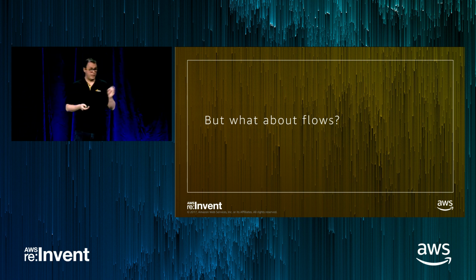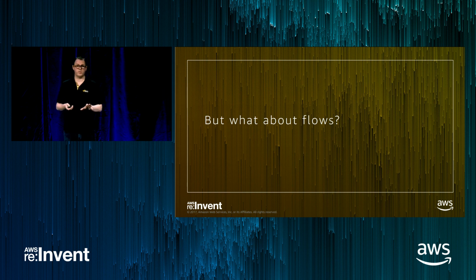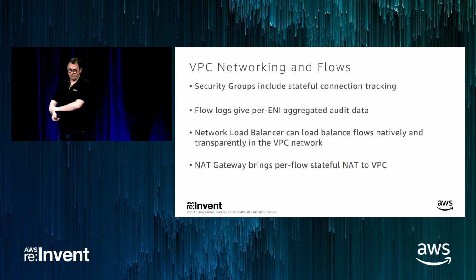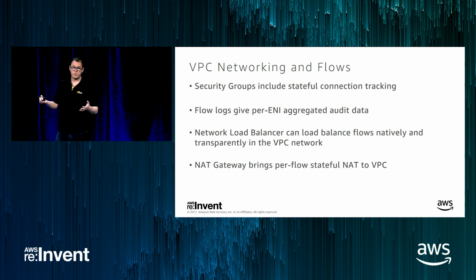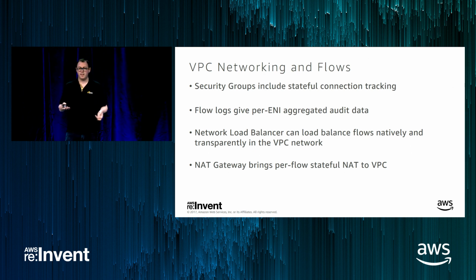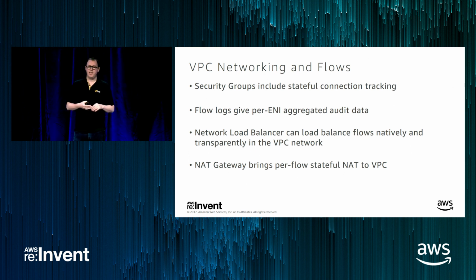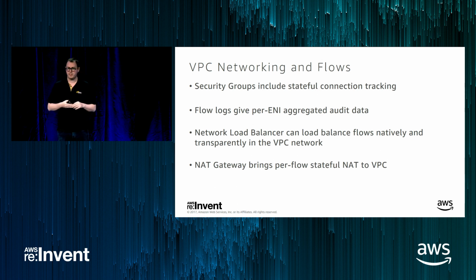If you look closely at what the VPC network is capable of, there's a lot that's going on that actually relates to flows, not just packets. So some examples: when you use security groups, those are actually firewall rules that include stateful connection tracking. And we have flow logs as a feature where we give per-ENI aggregated data that you can see your traffic going around, but you can see that it's aware of flows, to an extent.